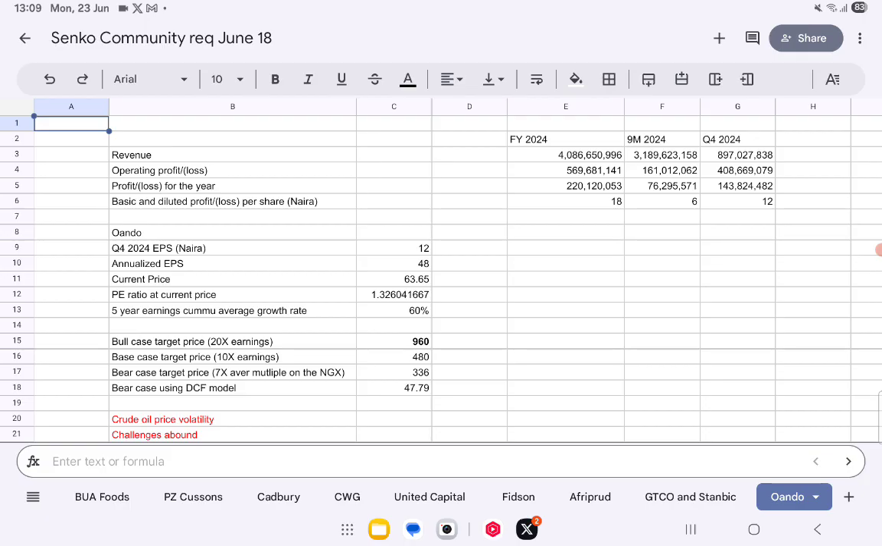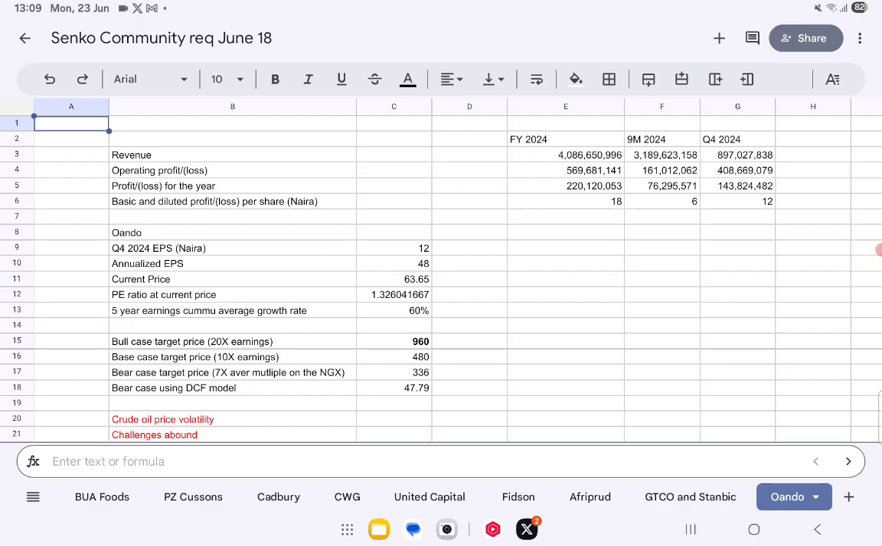But anyways, what I did was to create three scenarios. My bull case scenario, 20 times earnings. That gives me 960. Now I use that as bull case because when you look at other companies, and in the coming days you'd see my videos on Seplat and Aradel, they are trading at what? Around 16, 20 something times earnings. Seplat trading around 20 something times earnings. If you analyze Q1 and divide by current price, Aradel trading around 16 times earnings.